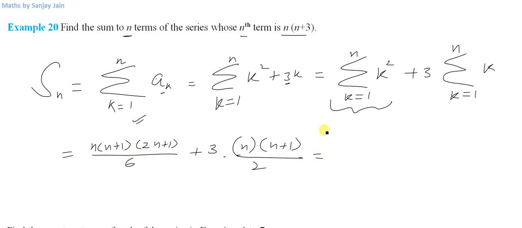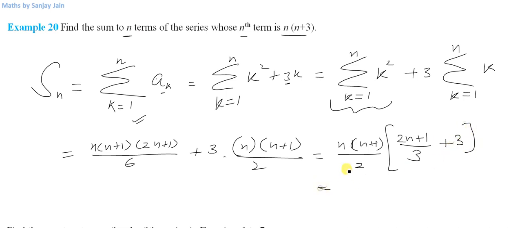Now if you see, n into n plus 1 by 2 can be taken as common. This simplifies the calculation a little bit. What I am left with is 2n plus 1 by 3 in the first term, and in the second term I am left with 3 here. So this is n into n plus 1 into, this is 2n plus 1 plus 9, so 2n plus 10 by 3, and 3 into 2 in the denominator will give me 6.